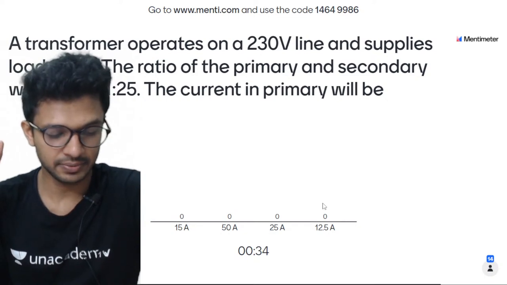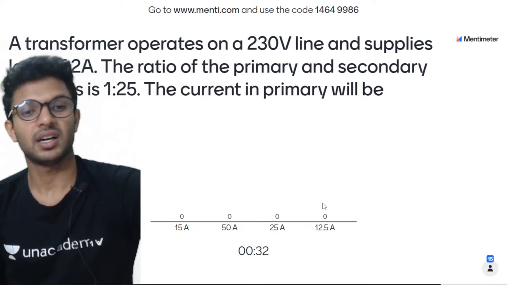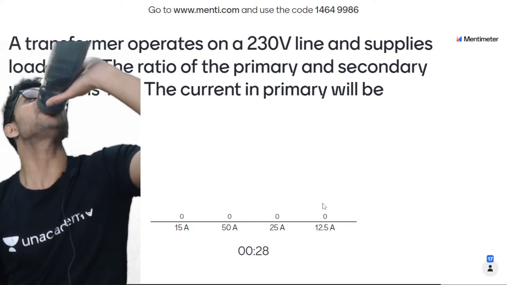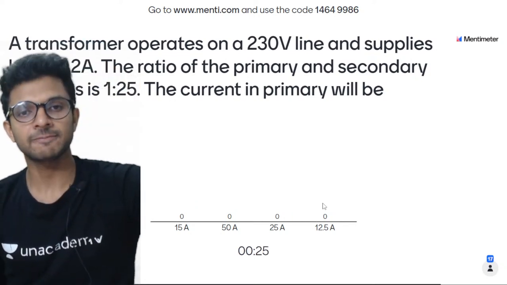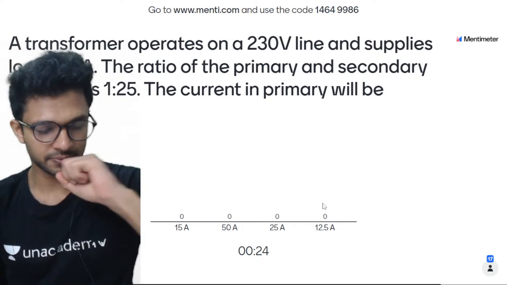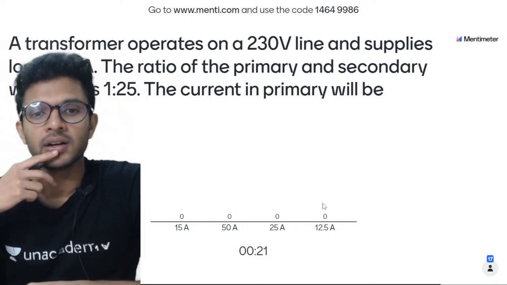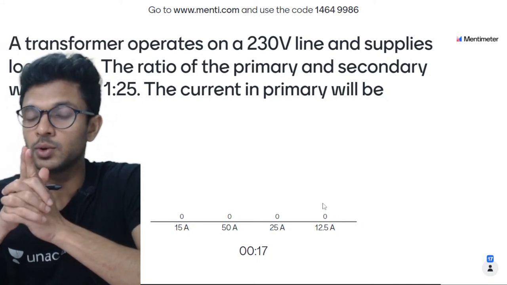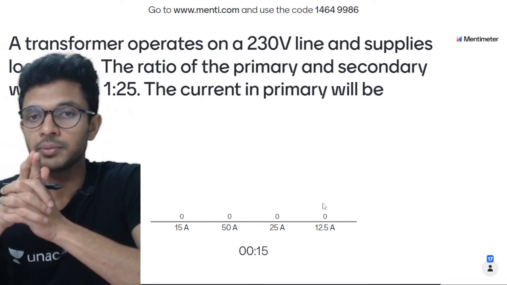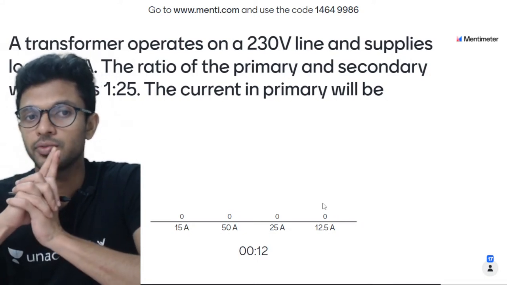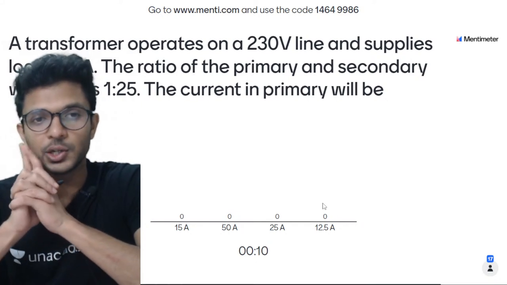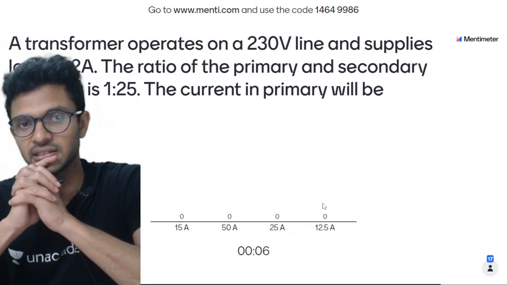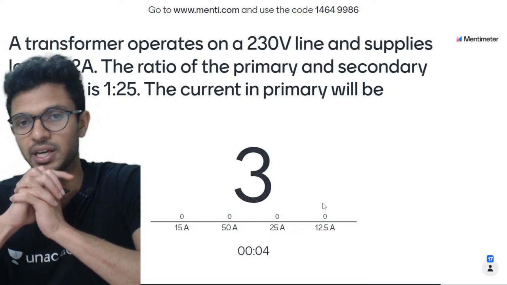35 seconds last. Ha. Maybe I forgot. A transformer operates a 230 volt line. Okay. And supplies a load of 2 ampere. The ratio of primary and secondary windings is 1:25. The current in primary will be.